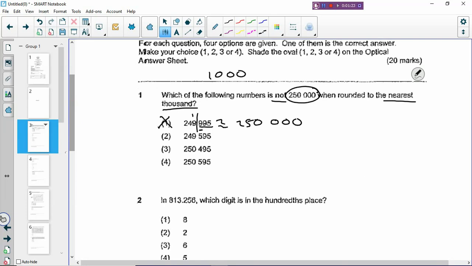Alright, next one. Same thing, draw a line to show the last 3 digits. And is it 5 and bigger? Yes, so I will add 1 on the next digit and I will get 250,000. So again, it's not what I want.